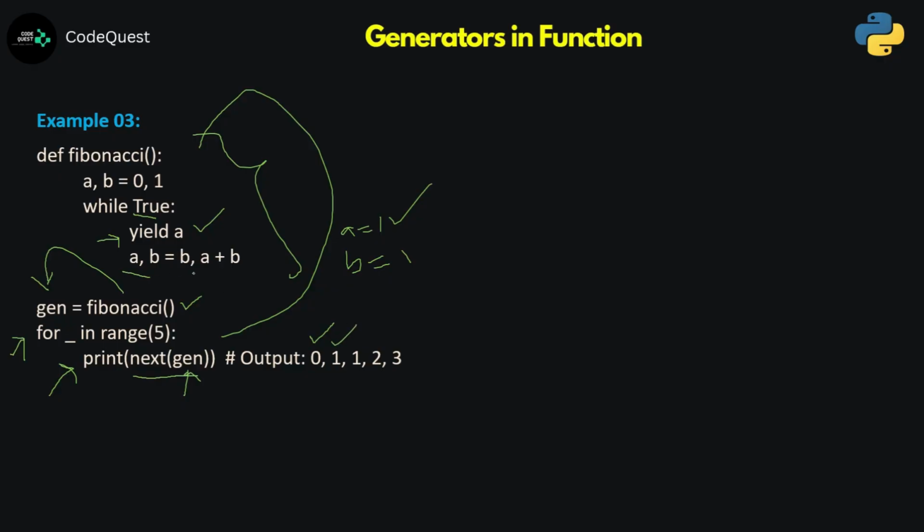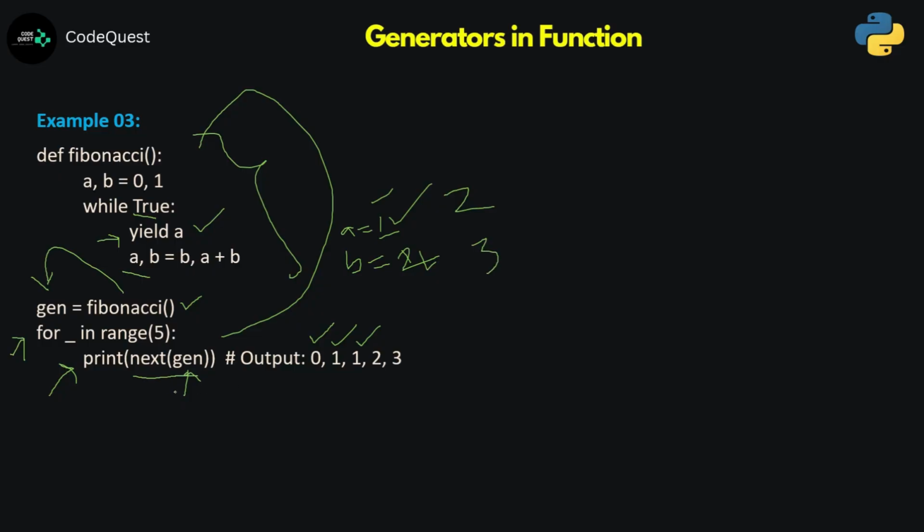Again this update is done. A takes the value of B, that is 1 here, whereas B takes the value of A plus B, 1 plus 1, which is 2. So when I call next for the third time, it is going to yield the A value. What is the A value here? 1. So we get 1 once again. Again the update is executed. A takes the value of B, which is 2, so A becomes 2, and B becomes 1 plus 2, that is 3.